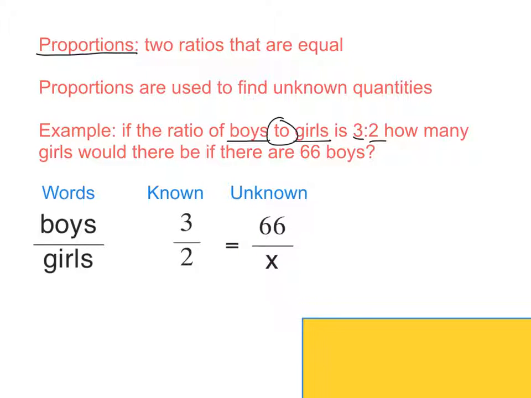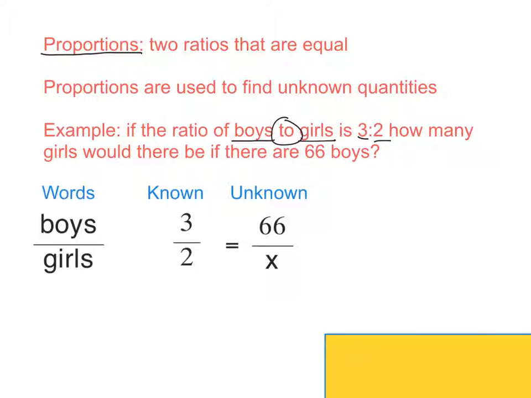So when I set this up, what I don't know is, let me see. The question says, how many girls? That's the question. How many girls? I don't know how many girls. That's what they're asking me. So that's why lined up with my girls is X. Then I also know, how many girls would there be if there are 66 boys? So that's what they're asking me. So 66 boys, this ratio, 66 boys to how many girls?